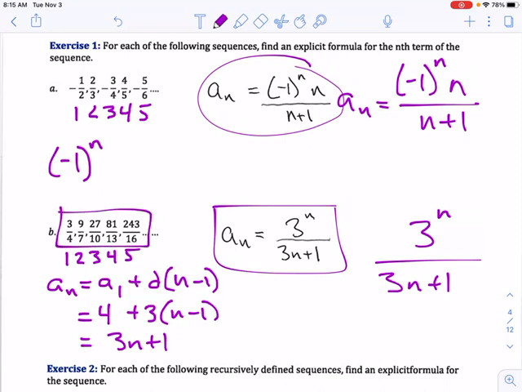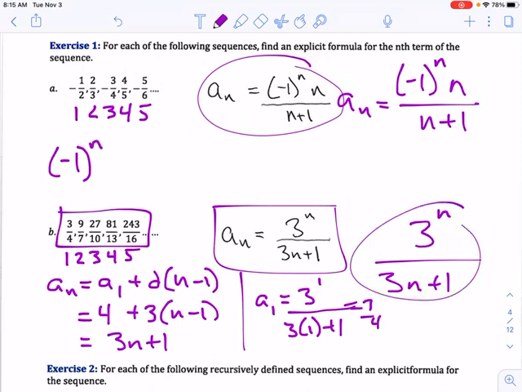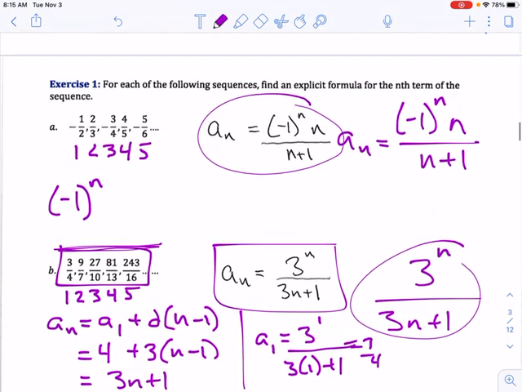In other words, say, okay, well, what is a sub 1? A sub 1 here is 3 to the first over 3 times 1 plus 1, which of course is 3 over 4, which works. This is 3 over 4. And then figure out what a sub 2 is using your formula. And make sure that you can get these terms over here just to make sure that it works. It's like a check. And of course, you can do the same thing with this one up here.